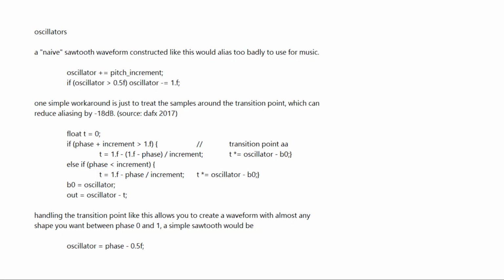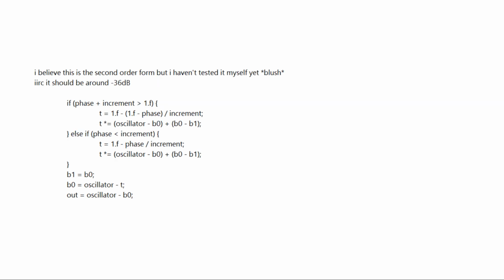Oscillators. A naive sawtooth waveform constructed like this would alias too badly to use for music. One simple workaround is just to treat the samples around the transition point, which can reduce aliasing by 18 decibels. Handling the transition point like this allows you to create a waveform with almost any shape you want between phase 0 and 1. I believe this is the second order form, but I haven't tested it myself yet. The anti-aliasing should be around 36 decibels.